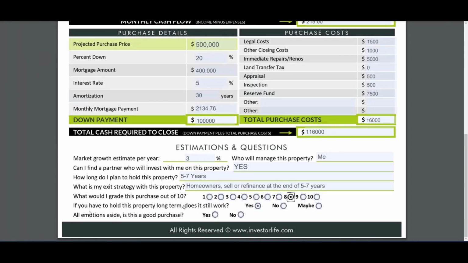And then the last question, which is very important, all emotions aside, is this a good purchase? Remember, guys, as investors, we do not want our emotions to be making our decisions for us. We want the numbers and the facts and the reasons why we would buy this property, why it's good for an investor. We want all of that to stand out versus, well, I really like the layout of this property, or oh, it's so close to where I live, and so it's going to be easy for me to manage, or all these other reasons that our emotions can get involved in the property.